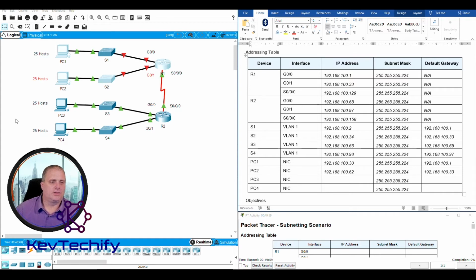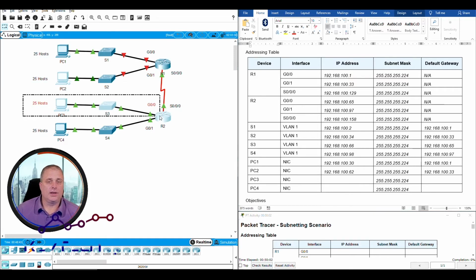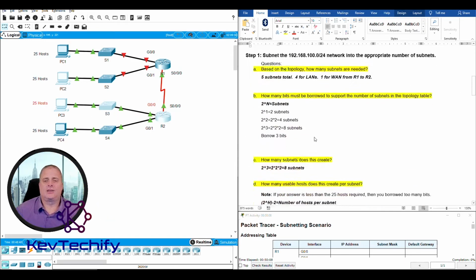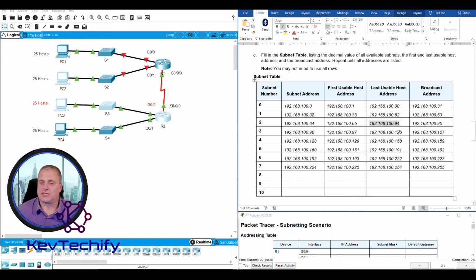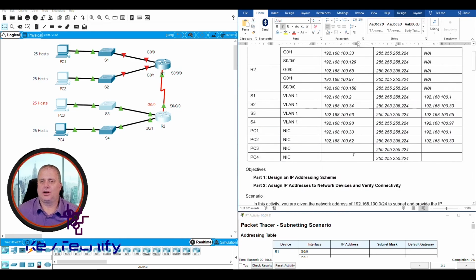PC3 is on our third network, network 2. So we want the last usable on subnetwork 2. Down here, here's our third network, subnet 2. Network address .64, first usable .65, last usable .94. This then is our IP address of PCC, 192.168.100.94.